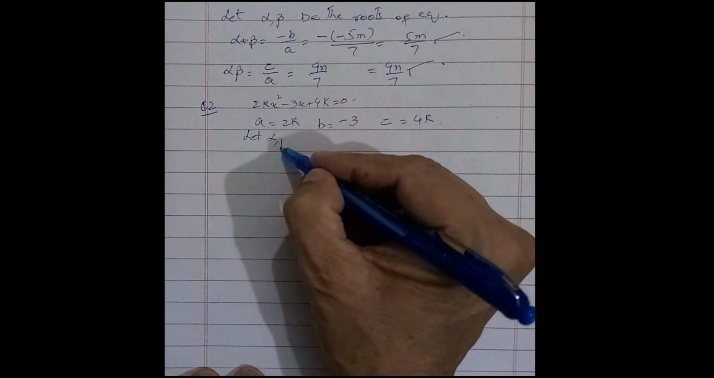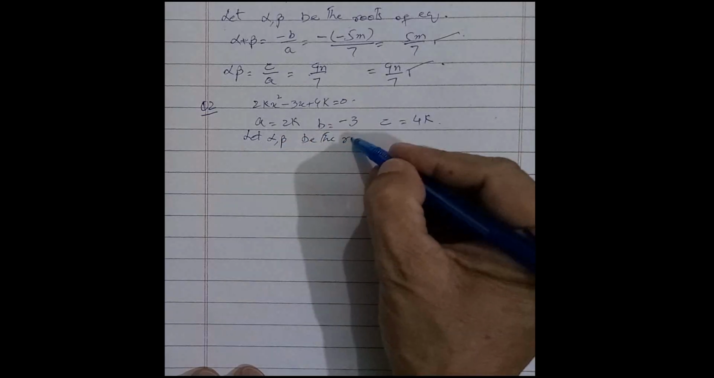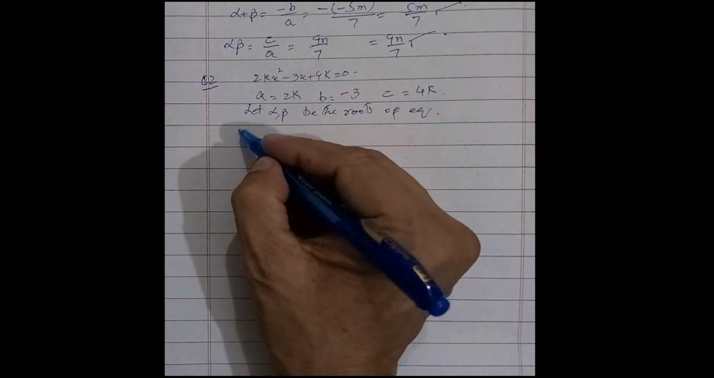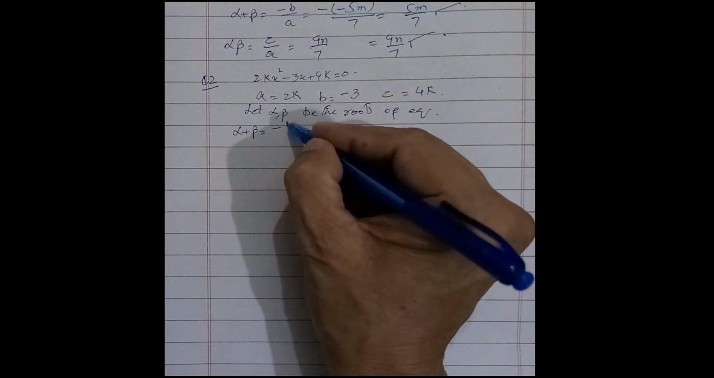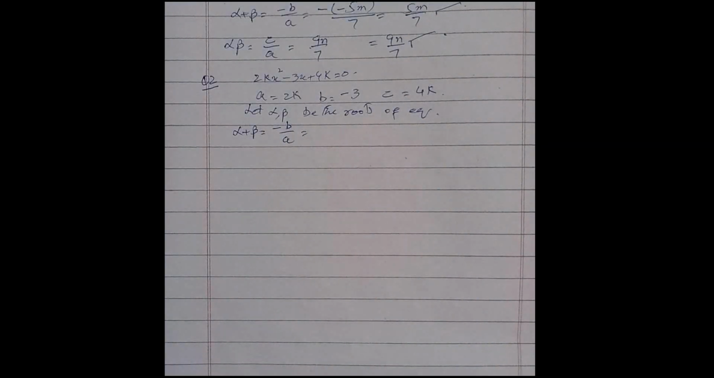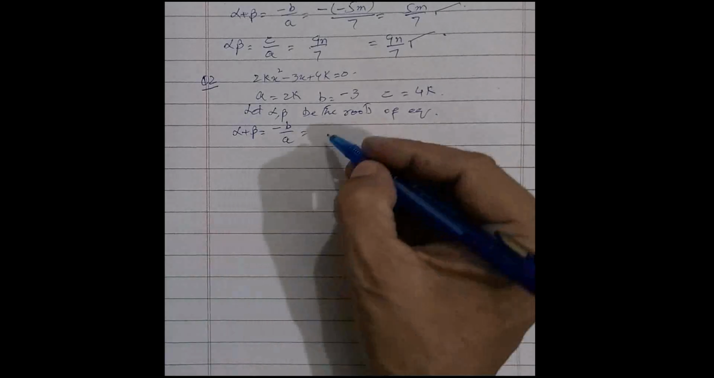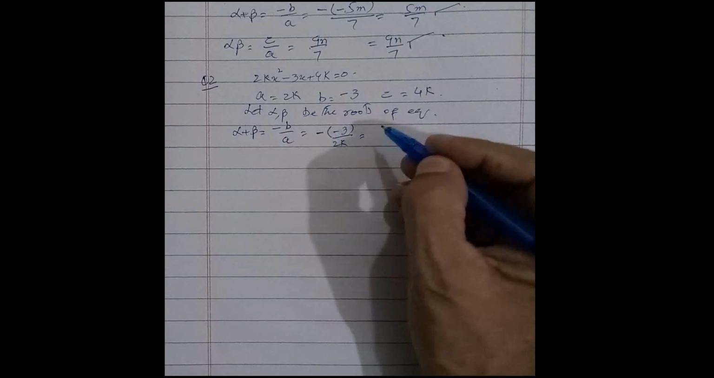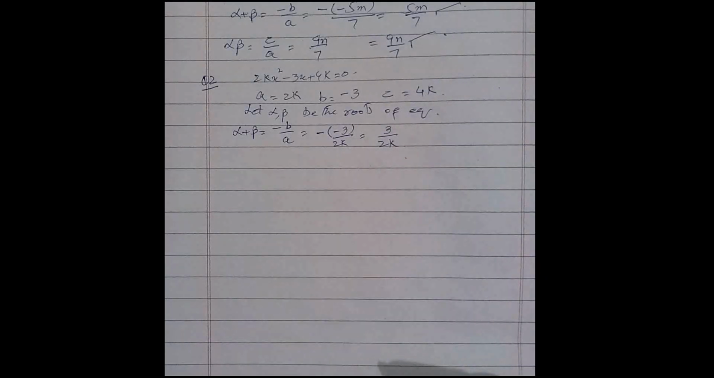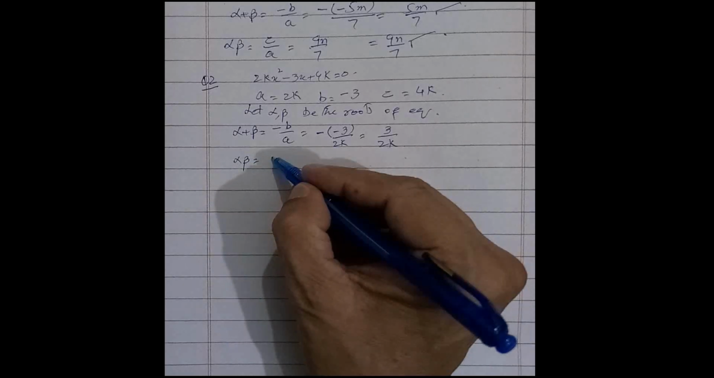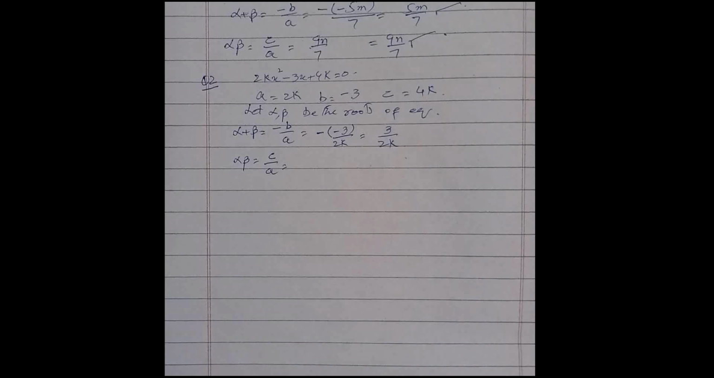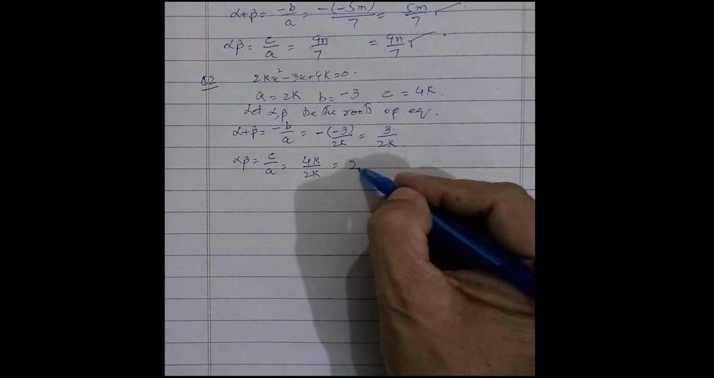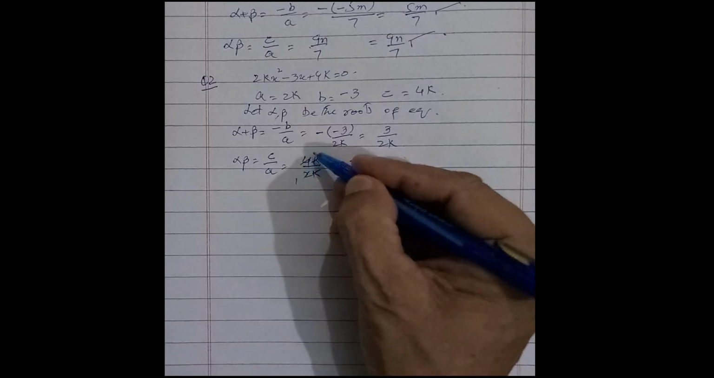Let alpha and beta be the roots of the equation, and we first find the sum of roots, which is alpha plus beta, whose formula is minus b over a. Now we put the values of a and b in the equation. We get minus minus 3 over 2k, which is equal to plus 3 over 2k. And the product, which is alpha beta, whose formula is c over a, we put the values of c and a. We get 4k over 2k, and when we simplify we get 2. K cancels with k, 2 ones are 2, 2 twos are 4.